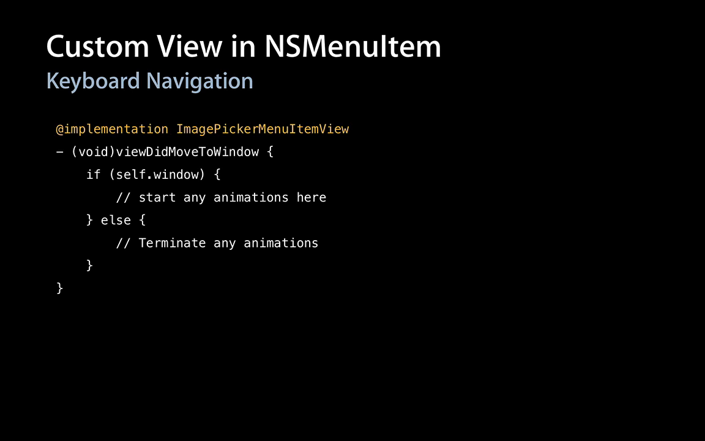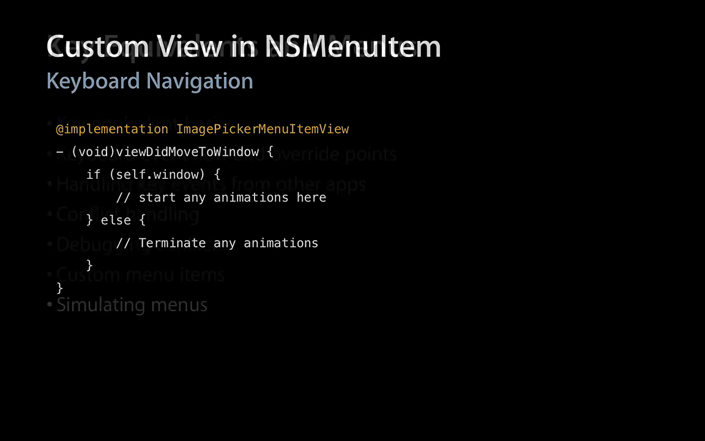When the menu is dismissed, we deallocate the window after we've pulled out all of the menu items, including removing your view from the window. Your view is not going to be deallocated or released because it's actually still being held onto by the menu item. However, you'll get a view did move to window, and window will now be nil, so you know that you can stop any of your animations.